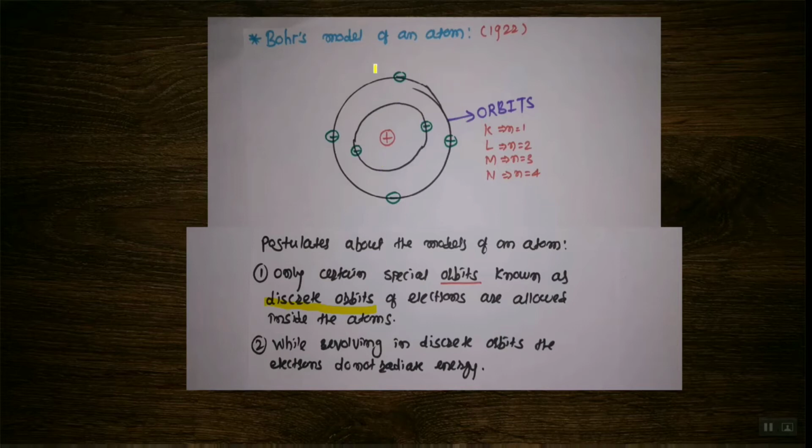You can see these are the orbits. These electrons are permitted to revolve only in these orbits. They cannot revolve outside of these orbits. The orbits or shells are named K, L, M, N, where n is the number of the shell: the first shell n is equal to 1, then 2, 3, 4. So K, L, M, N, these are the orbits. This was explained by Bohr.